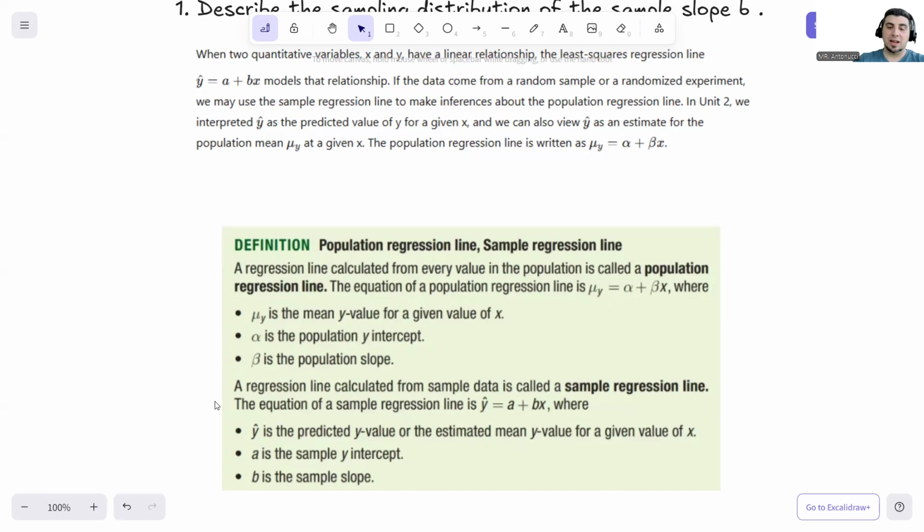A regression line calculated from sample data is called a sample regression line. The equation of a sample regression line is y hat equals a plus bx, where y hat is the predicted y value or estimated mean y value for a given value of x, a is the y-intercept, and b is the sample slope.